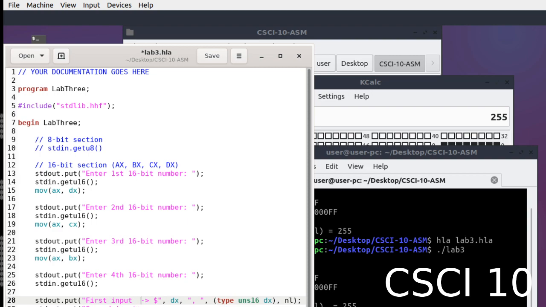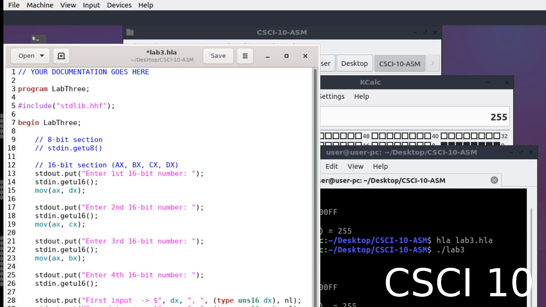And I'm going to go back and line things up as I go because I think it'll look nicer that way. CX is where I copied the second one to. Put a little comma in the output, and then I will use HLA typecasting to get the decimal view of the thing that I want. That one's in BX. And the last one, the fourth one in the sequence, is in AX still.